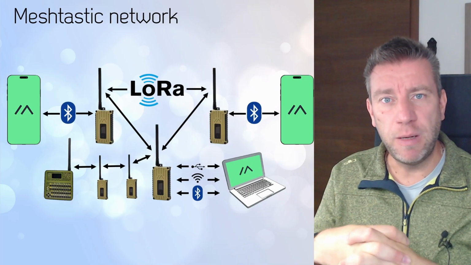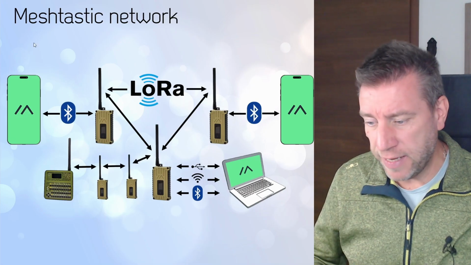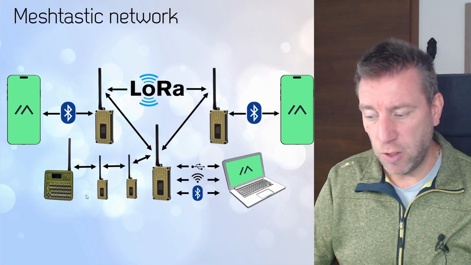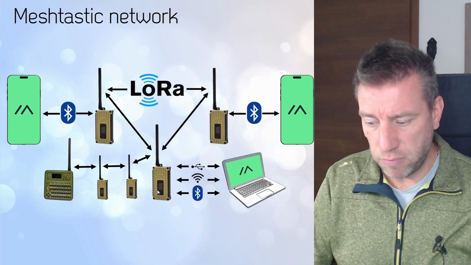And before we continue, let me just illustrate how this works in a diagram. So we have a LoRa network which consists of many different LoRa devices. These are these brown thingies.